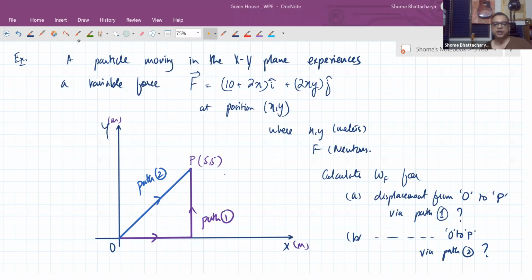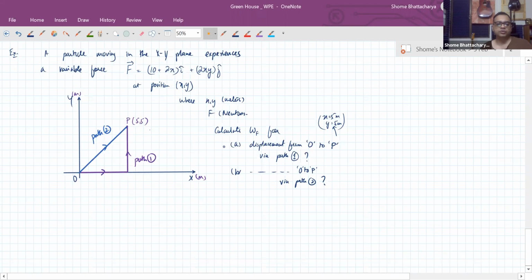So the point P, as per part of the question, has coordinates x equal to 5 meters, y equal to 5 meters. Okay, so try this out. At least the first part you can solve yourself quite easily by using the same method that we had in the last lecture.